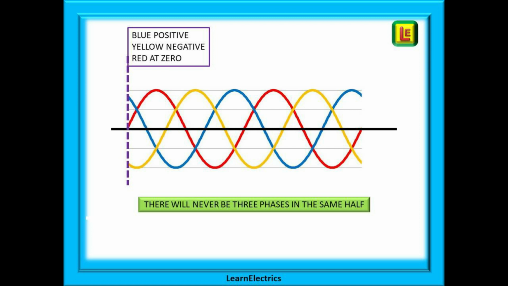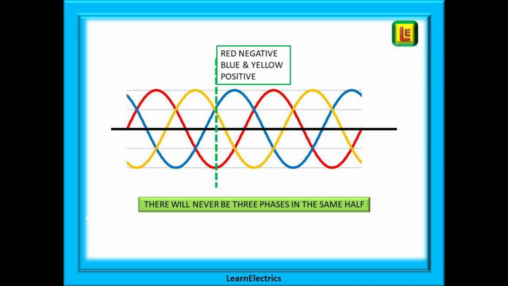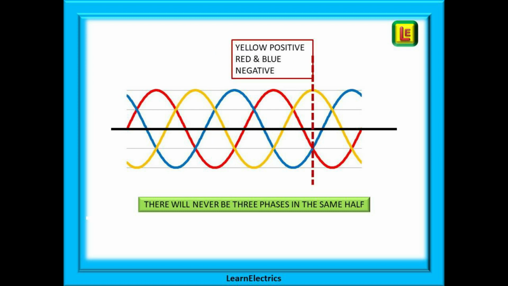The first is that there will never be a time when all 3 phases are in the same half. We can never have all 3 phases positive or all 3 negative. At this point here, the blue is positive, the yellow is negative, and the red is at 0. Look a little further along and we have the red as negative with the blue and yellow both positive. And here the yellow is positive and the red and blue are both negative.